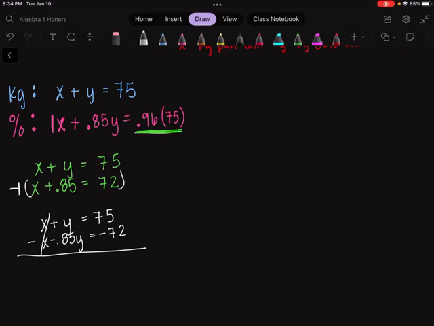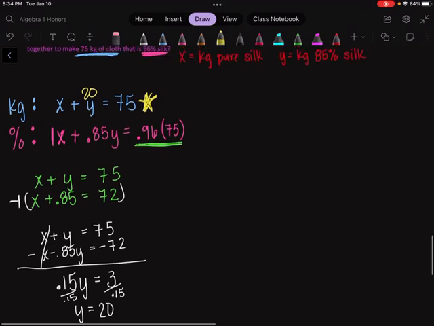1y minus 0.85y is 0.15y is equal to, and then that's 3, 75 minus 72. So 3 divided by 0.15, that is 20. Y is equal to 20. We divided that by 0.15. All right, and then it's best to just go right here and use this one, because if there's 20 plugged in here, I would just have to subtract 20 from the 75, and that would be 55, right?